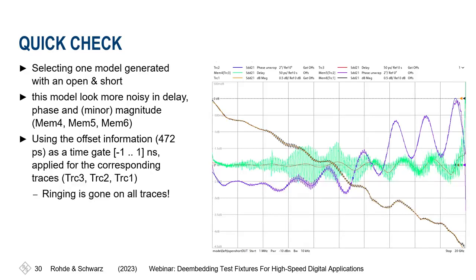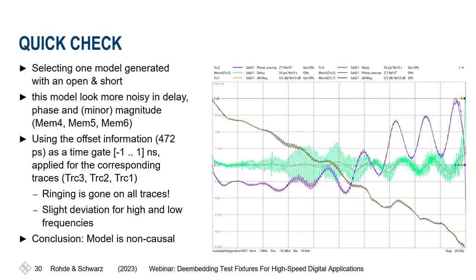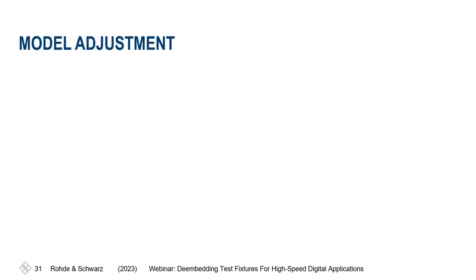You see that all the ringing is gone, the fine ringing on all the traces. You see that there's a deviation at 0 hertz and at 20 gigahertz roughly. That means the model is not very accurate with the gating, but it shows the trend that the conclusion is the model is non-causal. Let's have a look why that is. We do a model adjustment.